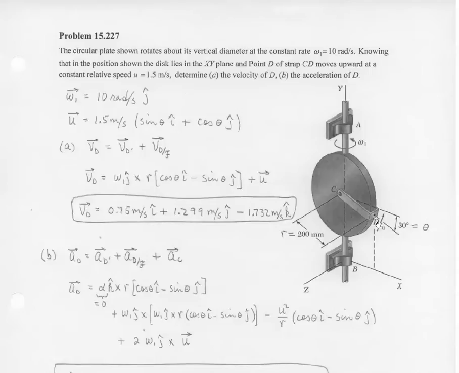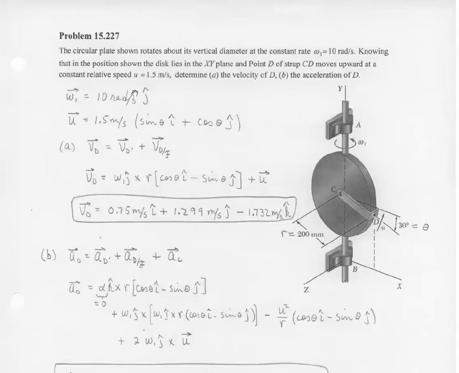So the thing to note here is that the disk right here is not spinning in this direction, it's just spinning about the y-axis. So that's going to be our little XYZ reference frame then. It's going to have an omega 1. So omega 1 is 10 radians per second j.